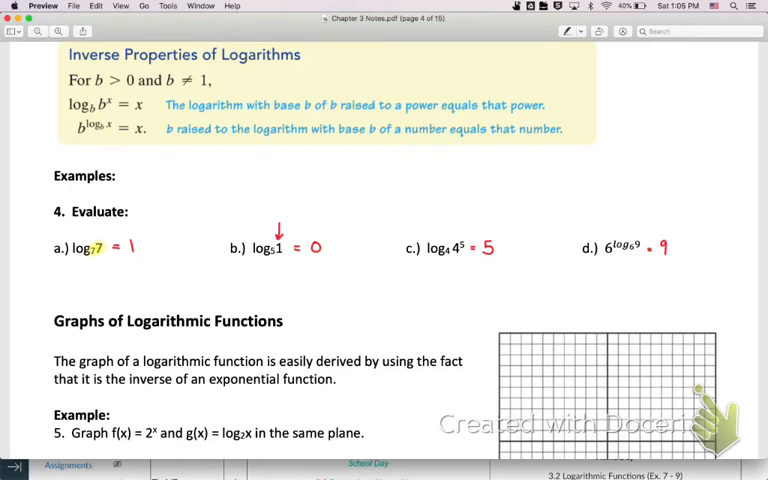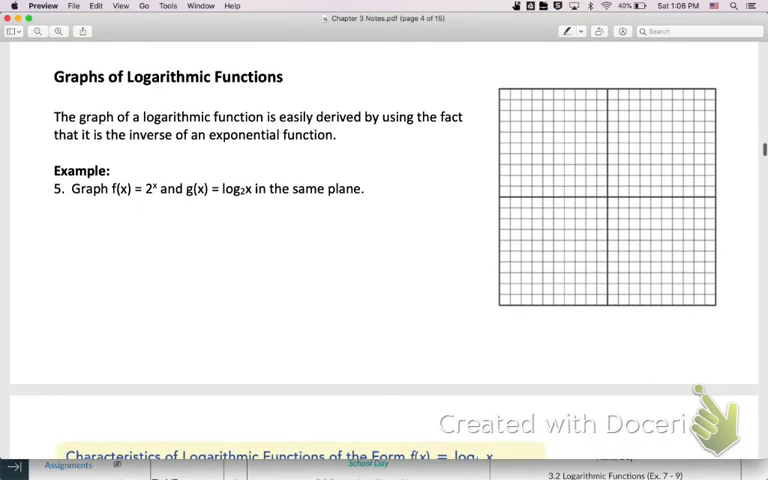Now, we're going to talk about the graphs of a log function. They look very similar to the graph of an exponential because they are inverses of each other. So anytime you want to graph a logarithm, you want to start by graphing the exponential that goes with it, okay? So if I have the graph of f of x equals 2 to the x and g of x is equal to log base 2 of x, they should be inverses.